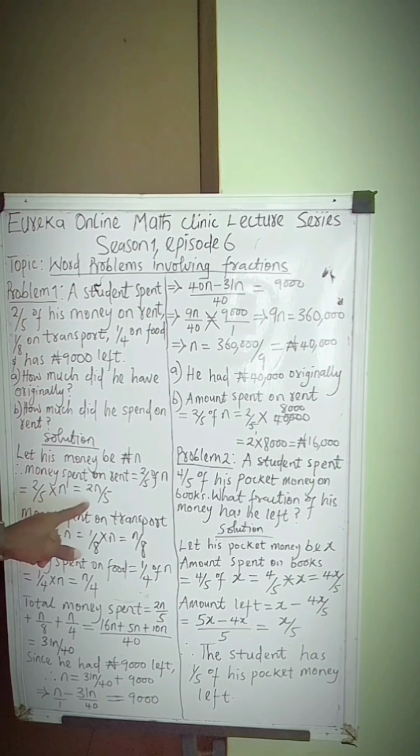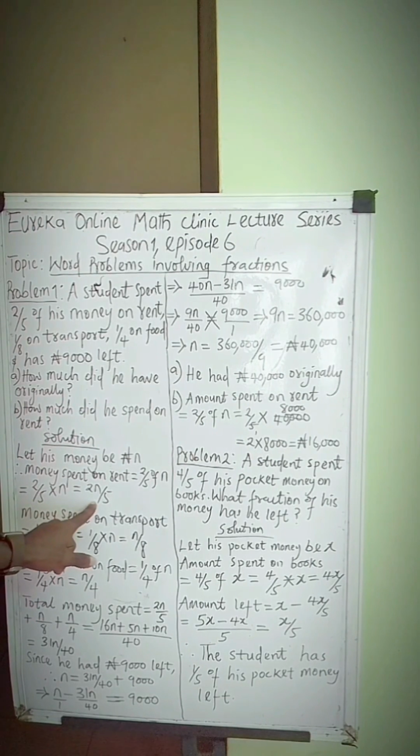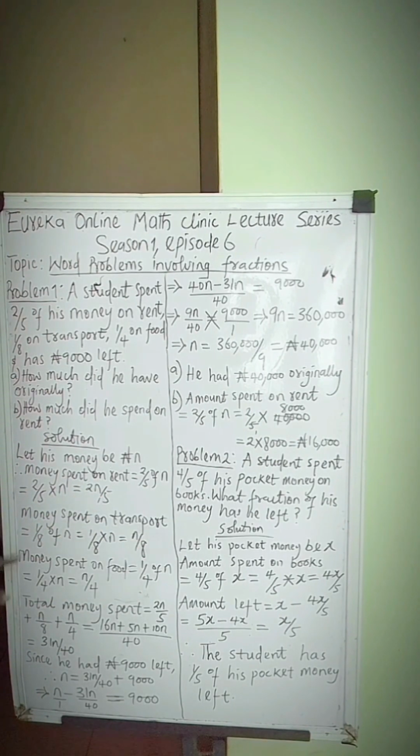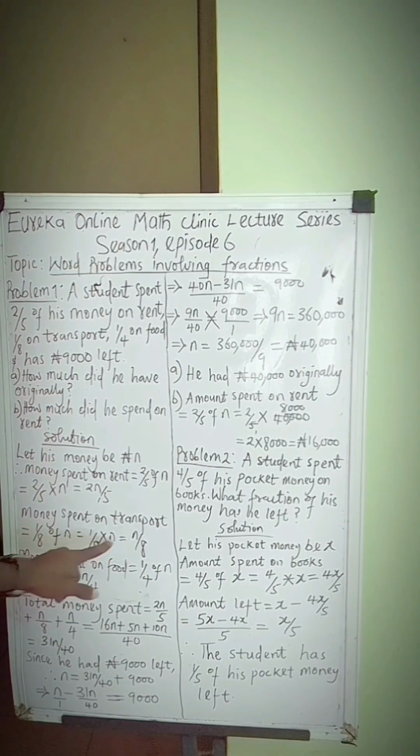Now, this is money spent on rent in representative capacity. This is not the actual money spent on rent. At the end of the day, when we get N, we can make substitution here and get the actual money spent on rent. So money spent on transport: from the question, 1 over 8 of his money was spent on transport. So we have 1 over 8 of N, which is 1 over 8 times N, which is 1 times N, that is N over 8.